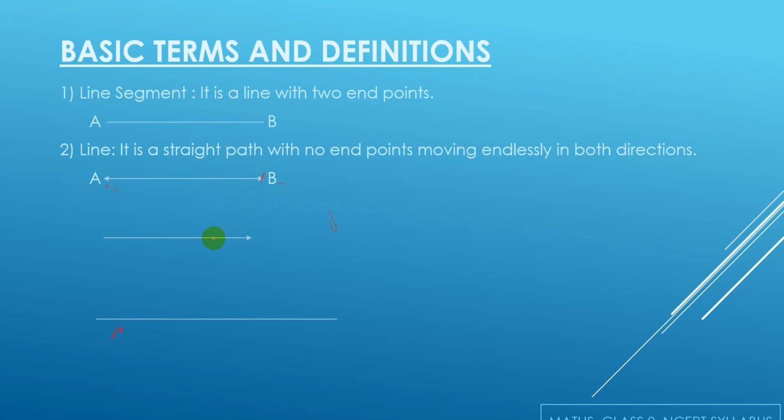Now next comes your ray. Now ray is a line with a starting point but no end point. Now in this you can see A and B, it is starting from A but it is continuing beyond B also because we have an arrow here. So that means it has one starting point but it does not have any end point. So we can have an example of a torchlight or sun rays which have an origin from where they originate, but they can travel any distance.